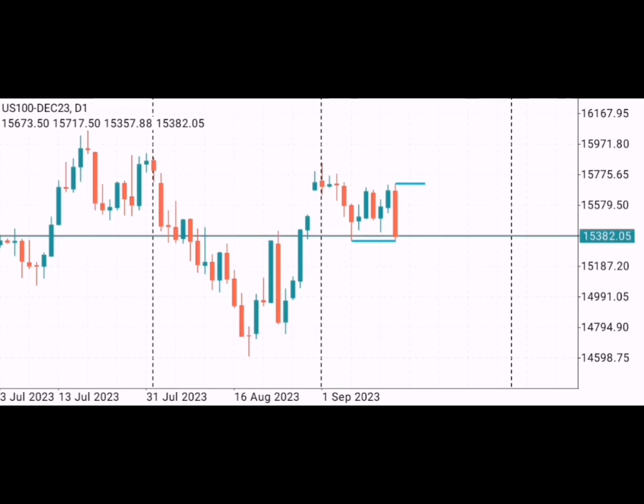This time around we're looking at a forecast for the week ahead of us. Today it is Sunday the 17th of September 2023 and we're doing a forecast for the dollar index, GBPUSD, EURUSD, the S&P as well as Nasdaq.